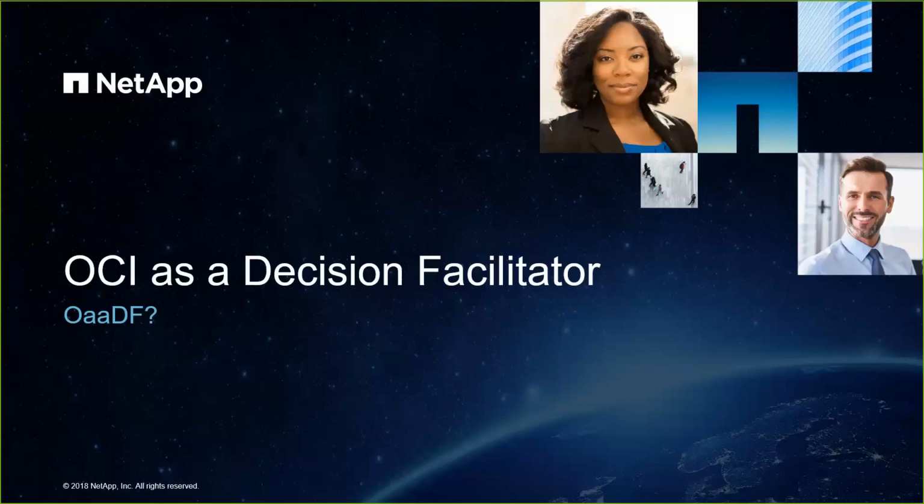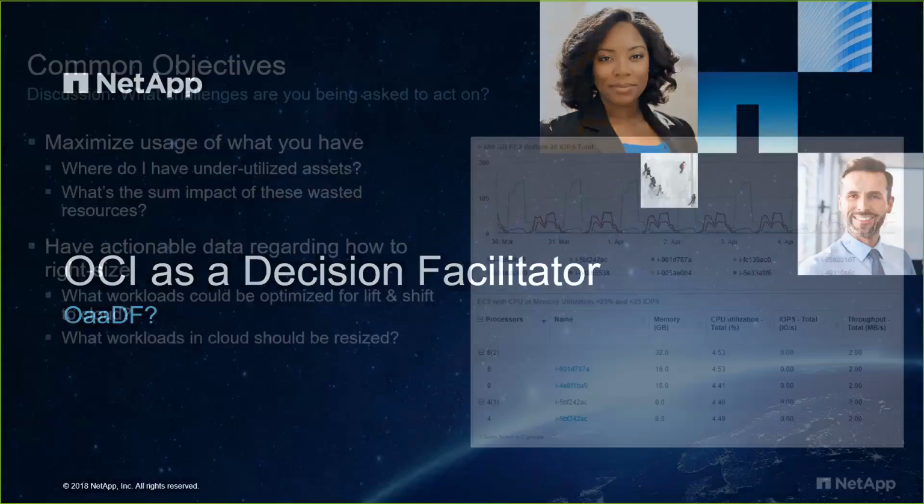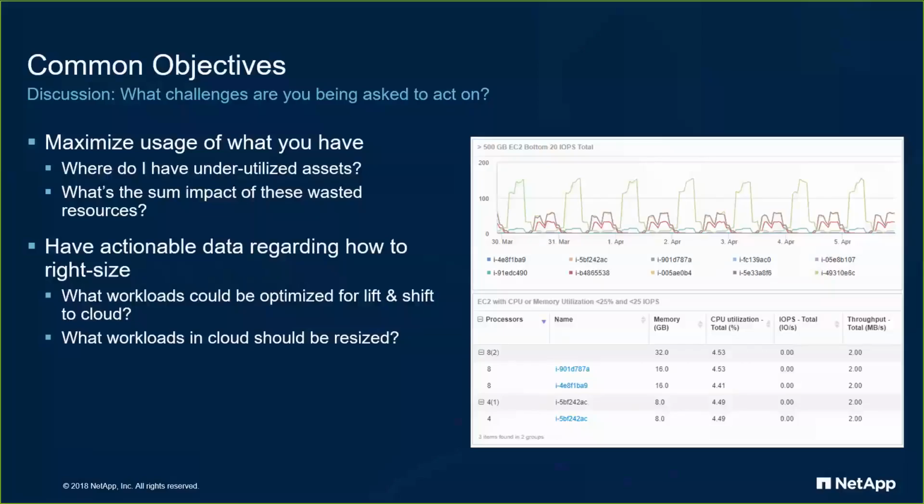So as a decision facilitator, I think it's funny, everything's always X as a Y. Looking at some of the objectives I've been hearing from a lot of the customers I deal with, we've been asked to maximize usage on what we have, but we don't necessarily know where to start with that.